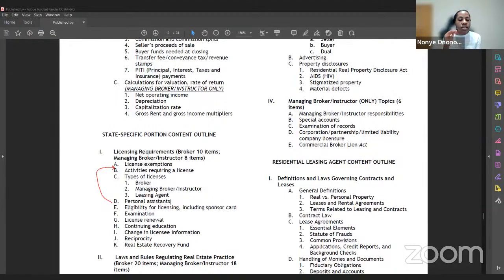For the broker license, 18 years or older. For the managing broker, it's 20 years. Now, how do you remember it's 20? You have to have had your broker license for at least 2 years before you can become a managing broker. So you're 18 when you get your broker license, then before you get your managing broker license, that'll be 2 years, so at that point you'd be 20. So that's a good way to remember that it's 18 and then 20. And then for the leasing agent, it's also 18.